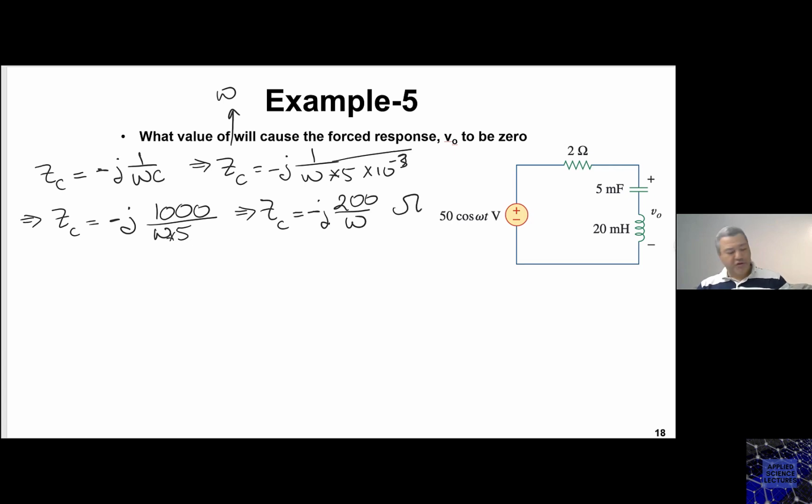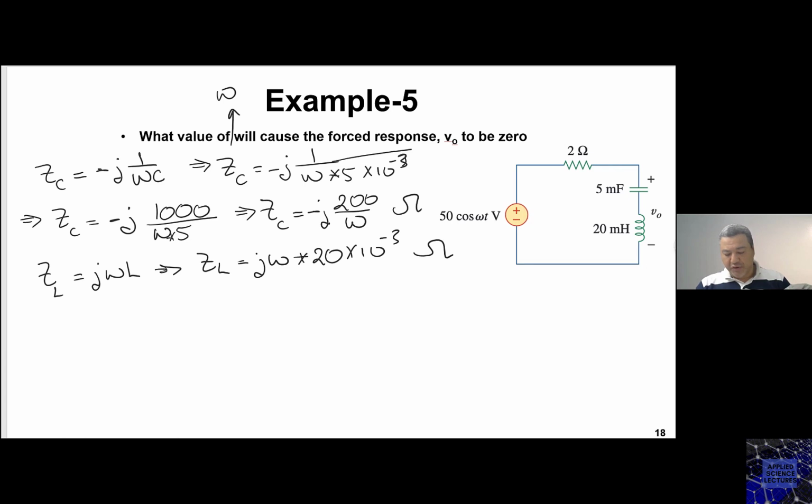So we don't know the omega. We need to find the value of the omega that makes V naught zero. And for V naught to be zero, the impedance has to be zero. So let's first find the impedances for the inductor and the capacitor. For the inductor it is J omega L, as J omega times L, where L is 20 millihenry, 10 to the power minus 3, right?